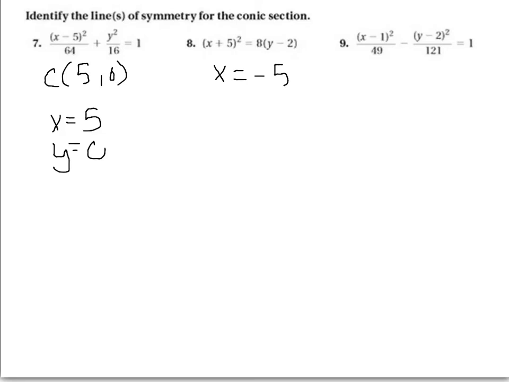Here we have an ellipse. Sorry, hyperbola. This was ellipse. This is hyperbola. 7 was an ellipse, 9 is the hyperbola. But again, it's x equals h, y equals k. Okay? A circle, the reason I didn't put one of those on there is it has infinite. Any line that goes through the center is a line of symmetry. But you could also say, if you wanted to list two of them, you could just say x equals h, y equals k. All right.